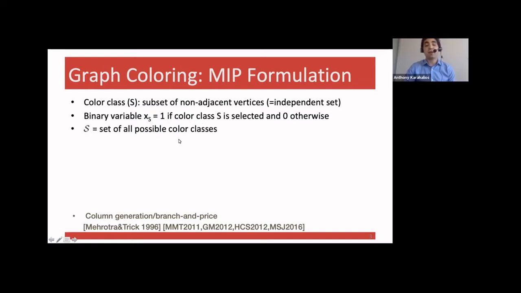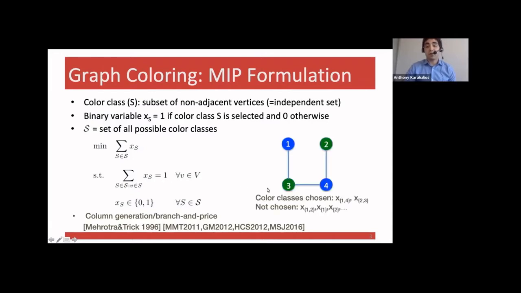So if we let S be the set of all possible color classes for our graph, the formulation looks like this, where we're minimizing the number of color classes necessary such that each vertex is in exactly one color class. For our example graph, you can see a solution here where x_14 and x_23 are the two color classes that are chosen, while these color classes are not chosen in the solution.